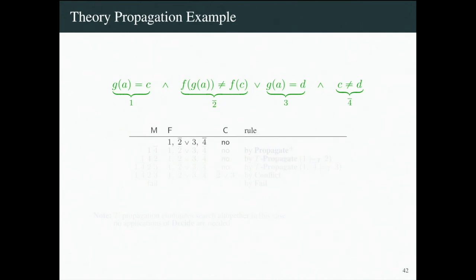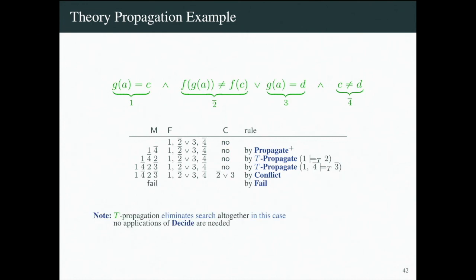So in this case, we again propagate 1 and not 4. But notice that if 1 is true and 4 is false, the theory can actually deduce that 3, let's see. No, sorry. The first thing it's going to do is say, oh, if g of a equals c, I know that 2 has to be true. So I'm going to just push that directly to the solver and set 2 to true. Okay? Now, I also can deduce that 1 and 4 force 3 to be false. So I'm going to push 3 false to the solver, immediately get a conflict, and I fail.